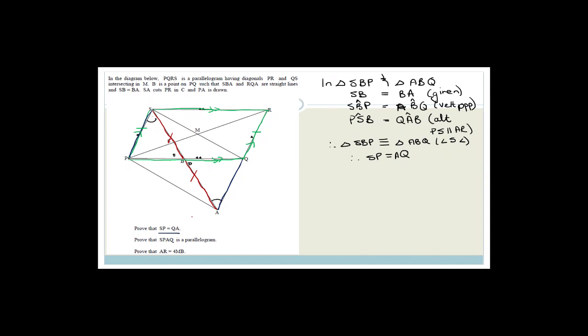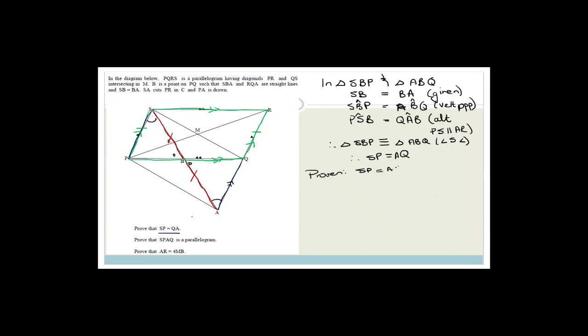We've proven it. Now it says prove that SPAQ is a parallelogram. Well, that's actually so easy. We don't even have to do much working out there because of the fact that, do you agree, we've just proven that SP is equal to AQ. We also know that SP is parallel to AQ because it's this line extended. It's SQ, RQ extended, okay, our straight lines. So therefore we don't even have to write it out too much. We've already proven that SP equals AQ.